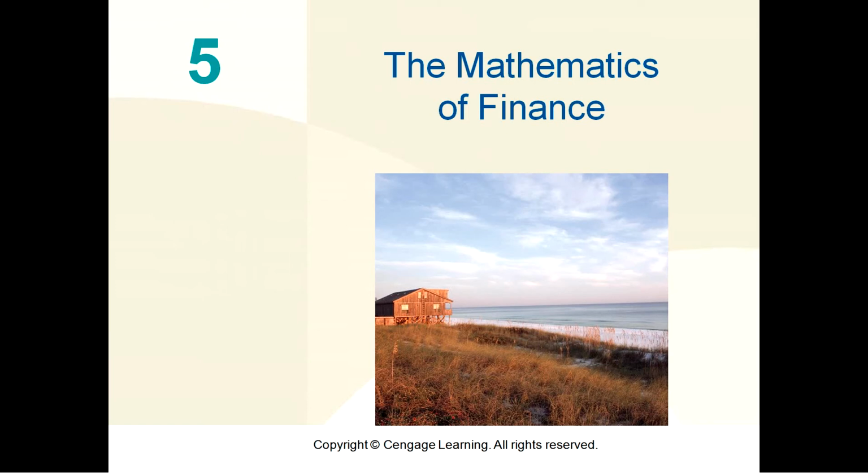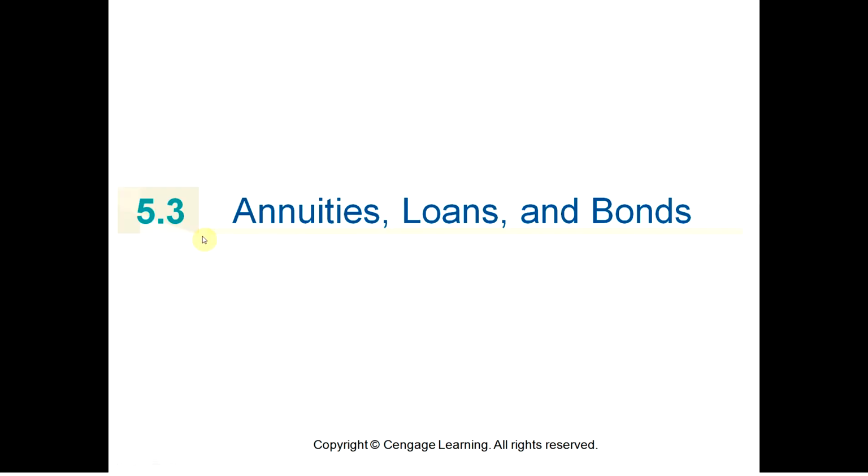Hello. We're going to continue our discussion on the Mathematics of Finance, Chapter 5. We're going to start into Section 5.3 today. Last time we talked about compound interest, and before that we were talking about simple interest, and now we're going to talk about annuities, loans, and bonds.